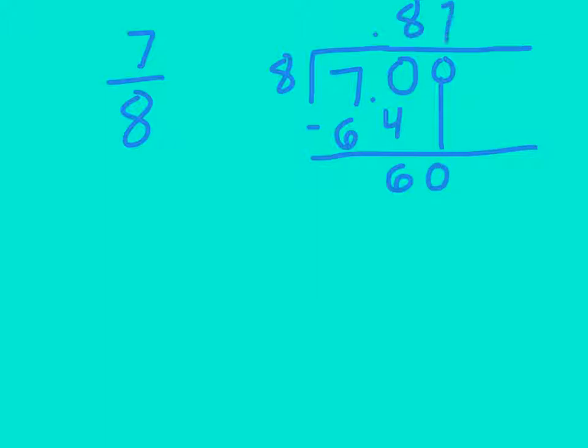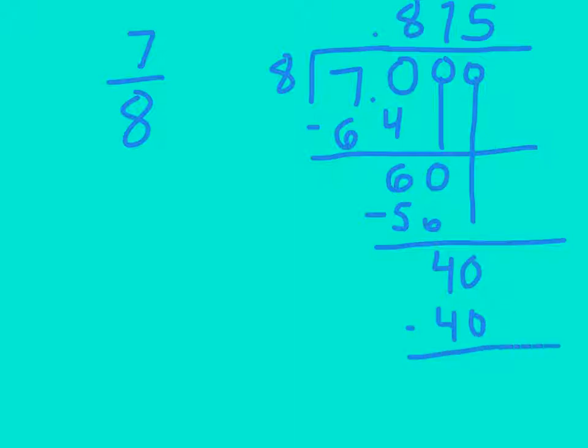We add a 0. We bring down that 0. 8 goes into 60 7 times. 8 times 7 is 56. 60 minus 56 is 4. We add yet another 0. We bring it down. And then we have 40. 8 goes into 40 5 times. 8 times 5 is 40, and we can stop because we have a remainder of 0. So now we have 0.875.